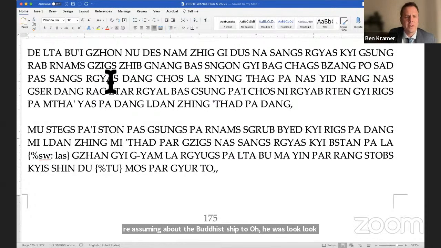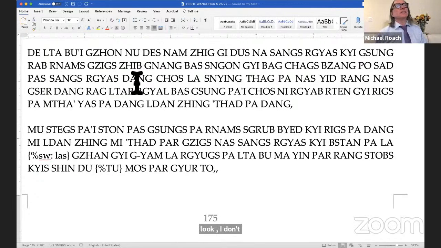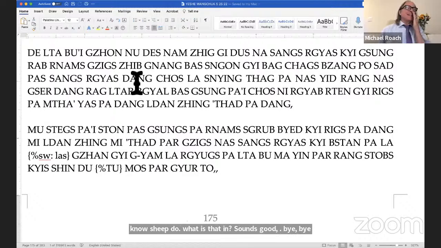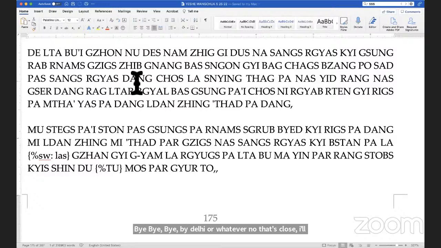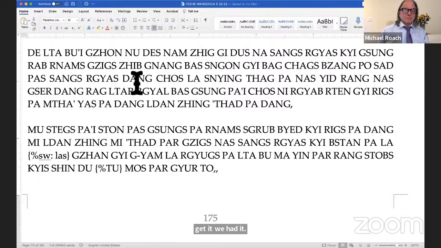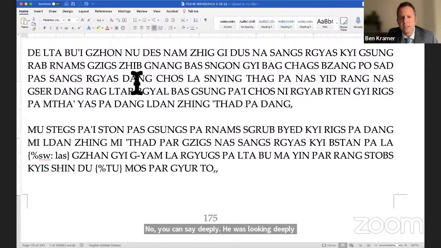I don't know Shiptu. What is that in Sanskrit? Vidalia or whatever? No, that's close. Forget it. Vaidya? Oh, was he trying to figure out how to defeat the teachings of the Buddha? No, you can say deeply. Okay. He was looking deeply into the teachings or the works of the Buddha.